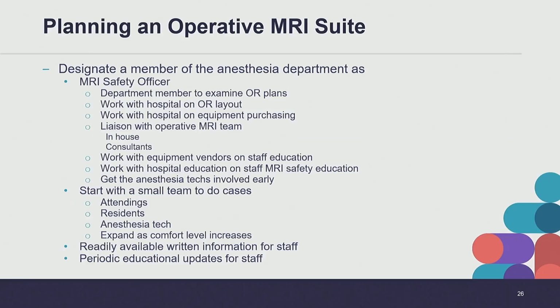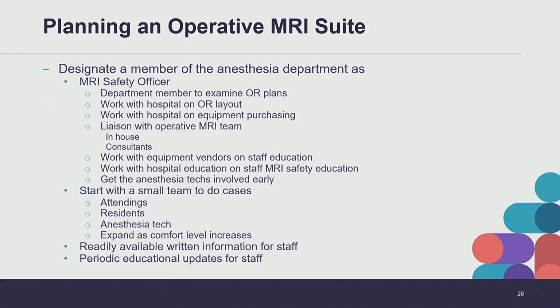When planning a perioperative MRI suite, you need to have the anesthesia department involved from the beginning. So you need to have an MRI safety officer. You need to have a department member who looks at the plans and makes sure it's going to work from an anesthesia standpoint. They have to work with the hospital on the OR layout and on proper equipment purchasing. There's got to be a liaison with the operative MRI team.